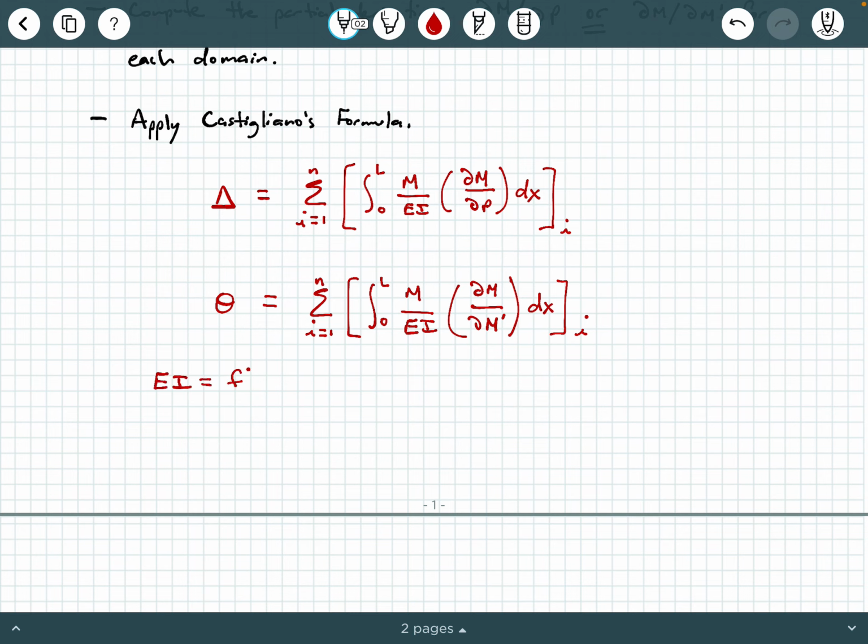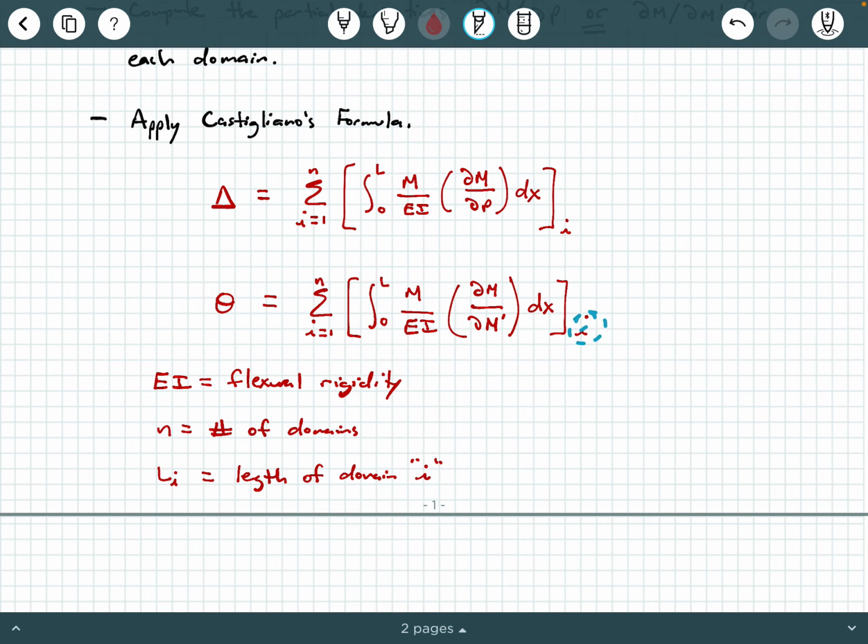EI is the flexural rigidity. n is the number of domains. L sub i is the length of domain i. L sub i comes from this L, but you have this sub i term right here. You could also say EI sub i, the flexural rigidity of domain i, just for the sake of completeness. And then we already defined these partial derivatives. Now, M is the internal moment function on domain i. So we can say M sub i is the internal moment function on domain i.